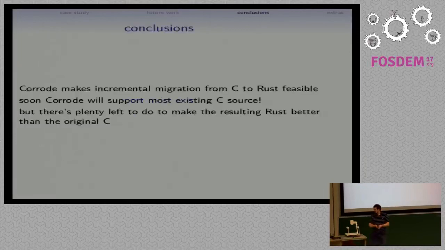To wrap up here, Corrode is already proving the concept of making it feasible to incrementally migrate from C to Rust. There's a lot that it can already handle. I think with the control flow stuff taken care of, it's going to be very close to handling most of the C source that's out there. But there's plenty left to do in terms of making the resulting generated Rust source better.